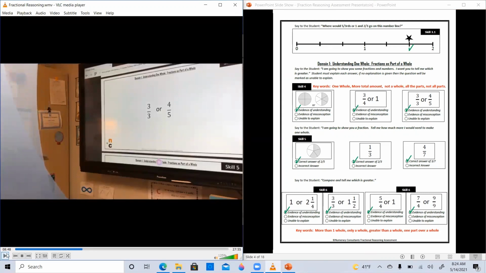Okay. So obviously that's not satisfactory, and that's evidence of misconception or being unable to explain, because it's both. You're saying 3 is greater than 4 and 5 is less? Mm-hmm. So you're saying 3/3 is greater than 4/5? Okay.